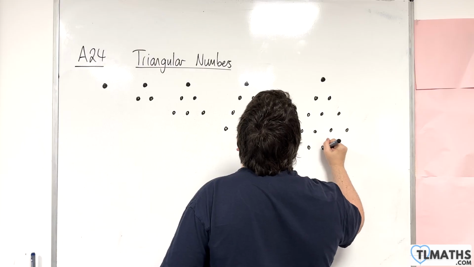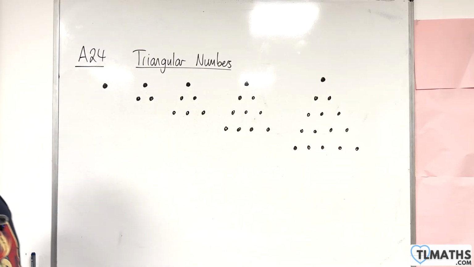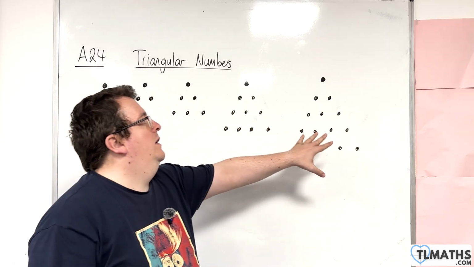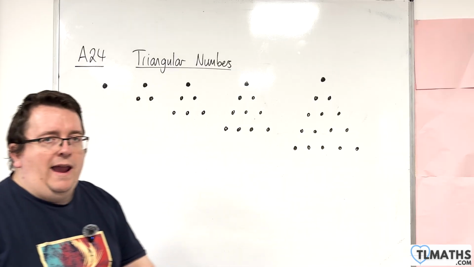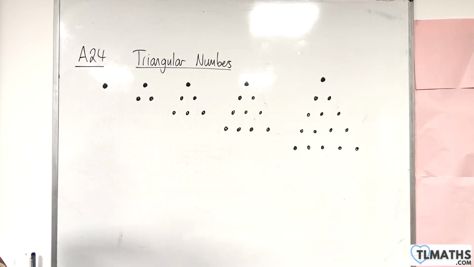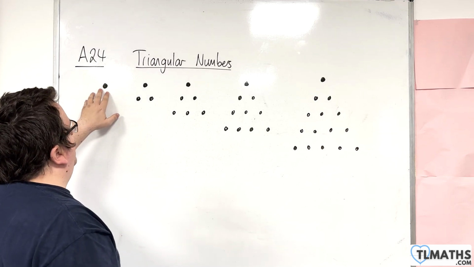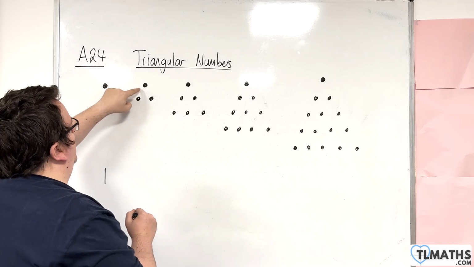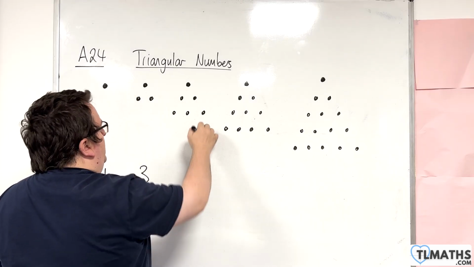If you don't know what I'm talking about with snooker tables and things like that, and you've never played it, don't worry. Because essentially what this has constructed is the first 5 triangular numbers. So triangular numbers as a sequence is the number of dots that you have here. So it goes 1, then 1, 2, 3, then 1, 2, 3, 4, 5, 6.